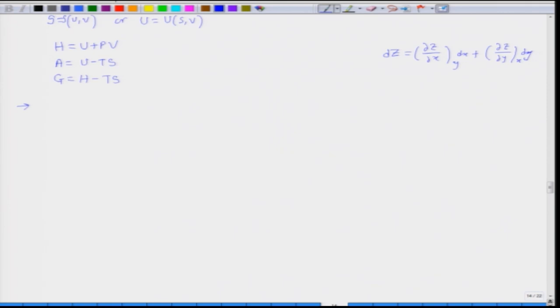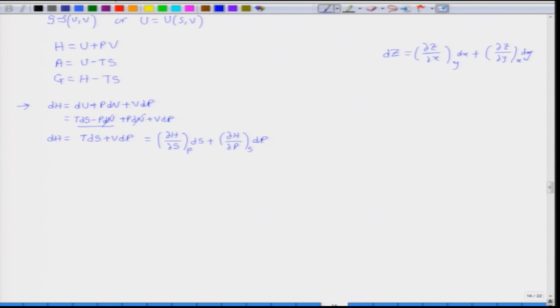So we know x and y are here independent variables, right? So if we take the differential of H here, dH is equal to dU plus P dV plus V dP, and by the combination of the first law and second law, we know dU is equal to T dS minus P dV, plus P dV plus V dP, and so dH is equal to, this gets cancelled, T dS plus V dP, right, which we can write in the form ∂H/∂S at constant P dS plus ∂H/∂P at constant S dP.